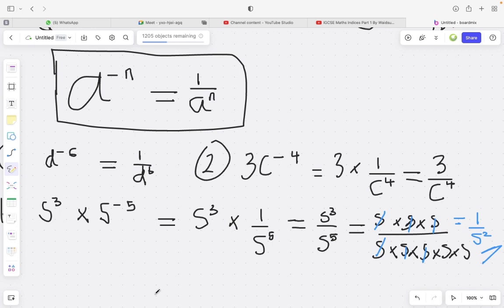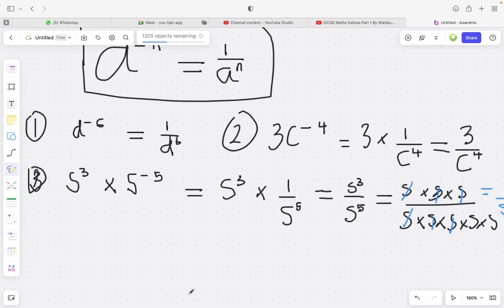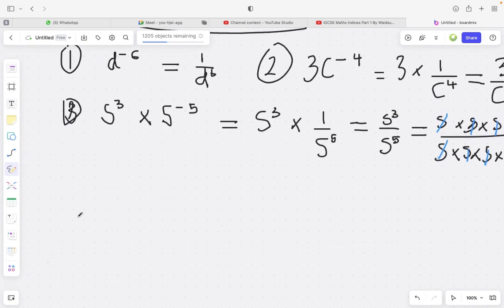We can simply use a shorter method to solve them. Number 4, let's say number 4: we have b to the power of negative 3, divided by b to the power of 8. So b to the power of negative 3 divided by b to the power of 8.